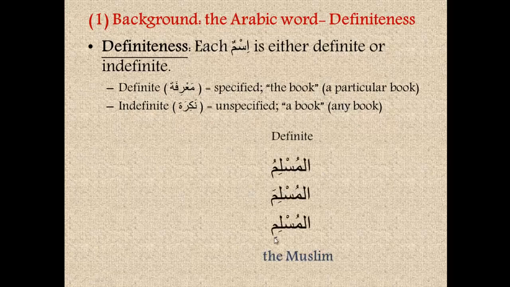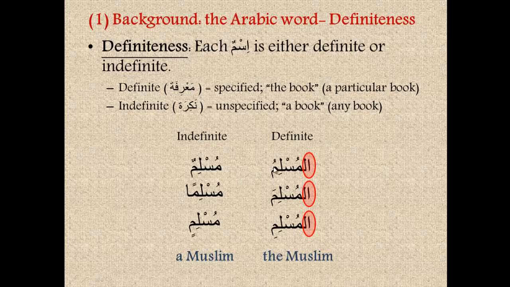Over here, we have three nouns, all of which are definite. We have al-muslimu, al-muslima, and al-muslimi. Just as a reminder, the case endings are different, but we're not going to worry about that for now. All three nouns mean the Muslim. Notice how we have an alif lam in front of the word. Al-Muslimu, al-Muslima, and al-Muslimi. This alif lam is what makes the word definite.